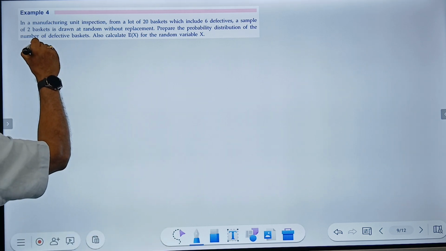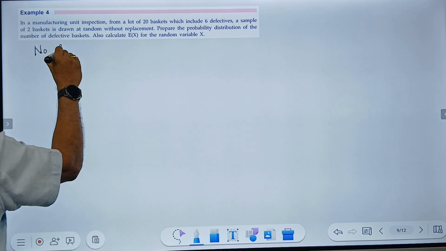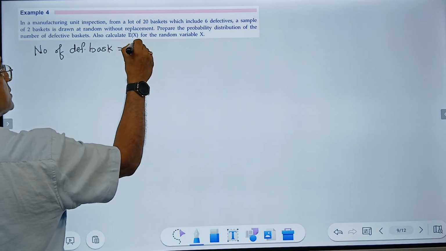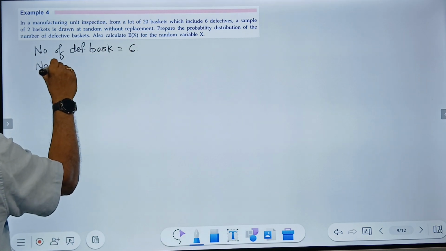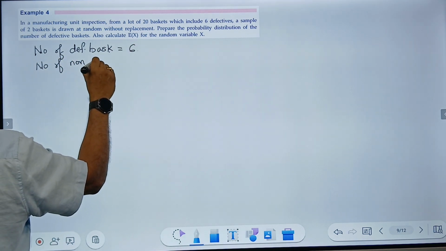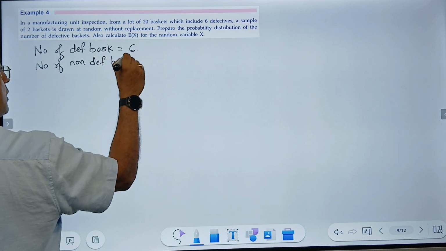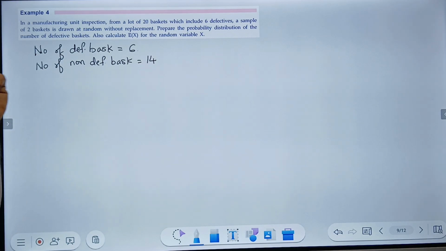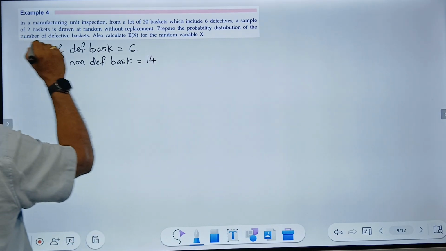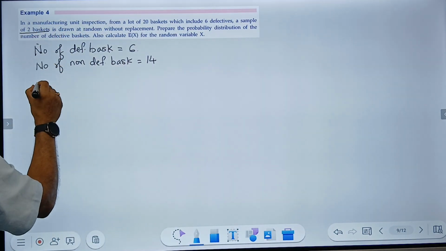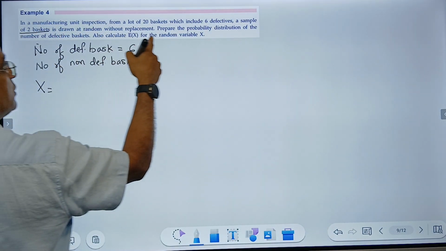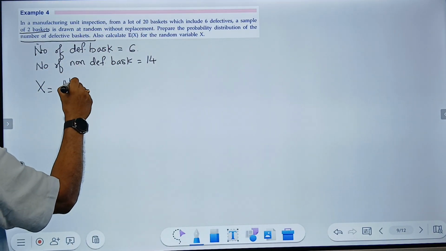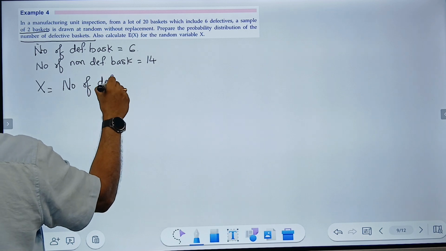So first of all, what is the number of defective baskets? The number of defective baskets is 6. What is the number of non-defective baskets? Non-defective baskets are 14. A lot has 20, in that 6 are defective, so 14 are non-defective. How many baskets am I selecting at a time? I am selecting 2 baskets. So X stands for the random variable, the number of defective baskets.